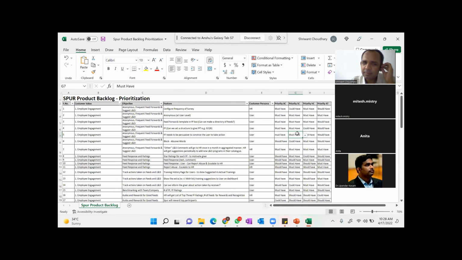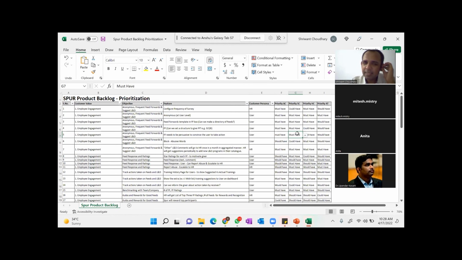Employee engagement, anonymous, frequent feed forward, and suggest to L&D. This is the objective of the particular module, right? And configure the frequency of survey. Right. So in this case, you mentioned customer or person as HR, right? So HR is the user in this case.